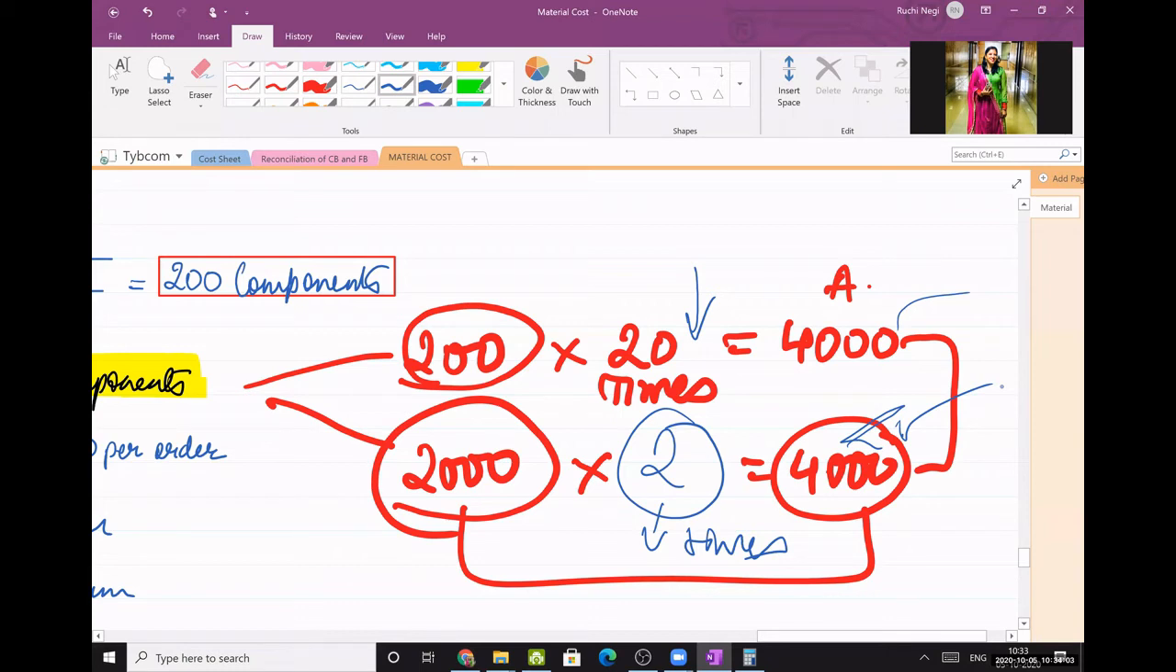Okay, am I clear about this? Is the logic clear about the offer, frequency of purchase and all that?